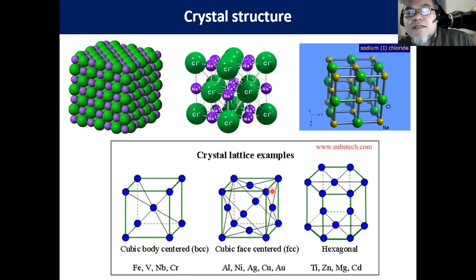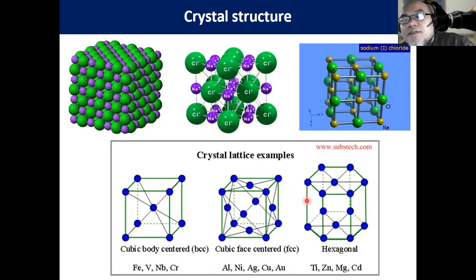Then we have face center cube. In these materials the atoms fill a lattice. We call it lattice; the lattice is the one single unit of periodic structure. Face center cube (FCC) has atoms filling the corners of the cube, as well as the center of each side of the cube. Examples are aluminum, nickel, silver, copper, and gold.